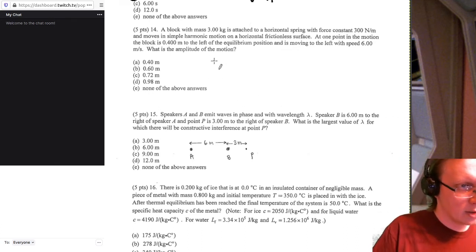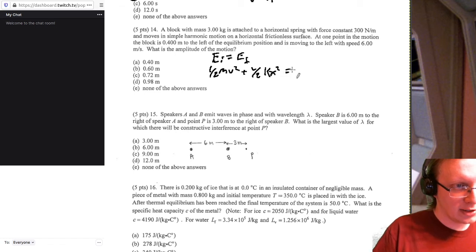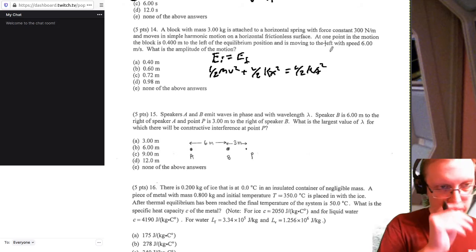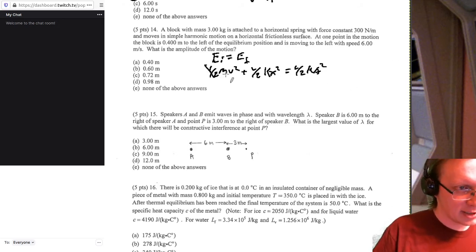Alrighty. So we have energy initial is equal to energy final. Energy initial given to us is 1/2 mv squared plus 1/2 kx squared. And then our energy final is a maximum amplitude of 1/2 kA squared. All right, all the halves cancel out. We could divide k to the other side, but I think I'll just go ahead and plug and play.